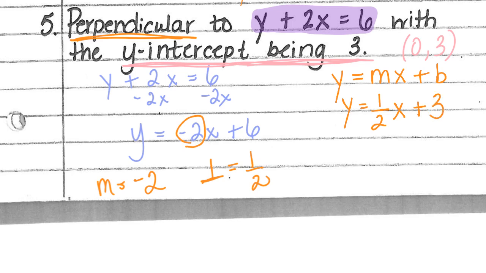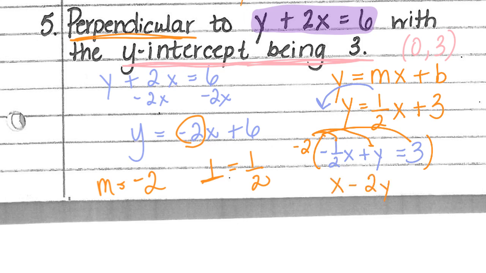Is that in standard form? No. We have to subtract this 1/2 x over. -1/2 x plus y equals 3. Is it solved for yet? No. A cannot be negative, nor can it be a fraction. So I'm going to multiply all 3 terms by -2. x minus 2y equals -6 is the standard form of the line that's perpendicular to y plus 2x equals 6 and passes through the y-intercept at 3.